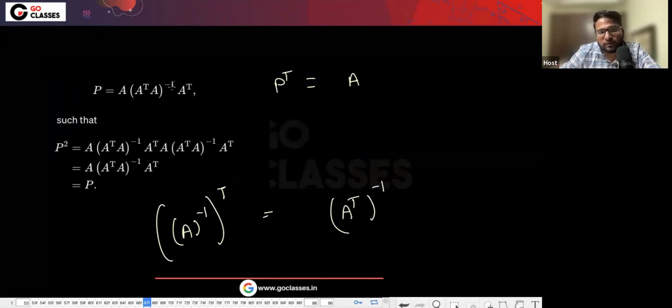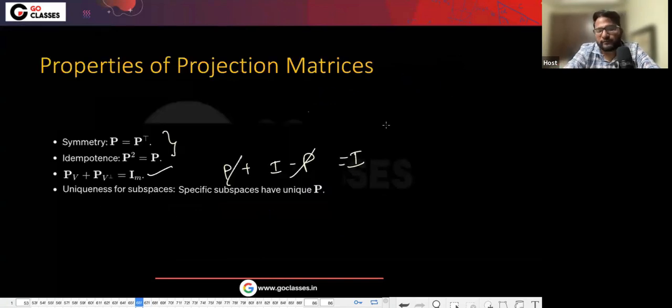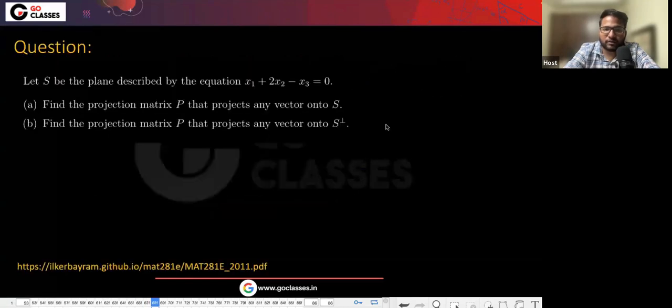So you can just take the transpose inside, and it will be A transpose A, again inverse, and then it will be A transpose, right? So it is easy to verify that P transpose is this. And if you want, you can verify that P square and P are also the same. Okay. So these properties are easy to verify. Anyway, these are just properties that I would like to list down.